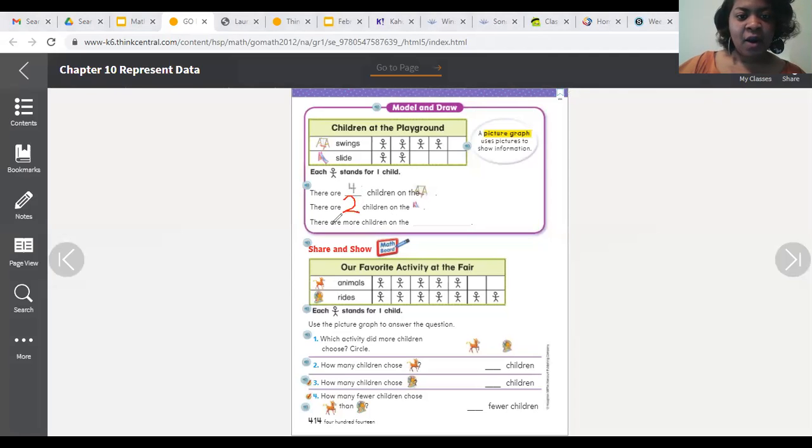Okay, now we're comparing. We had children that were on the swings, and we also had children that are on the slide. So were there more children on the swings or were there more children on the slide? Let's look at our graph. Which one has more, swings or slide? There are more children that are on the swings.